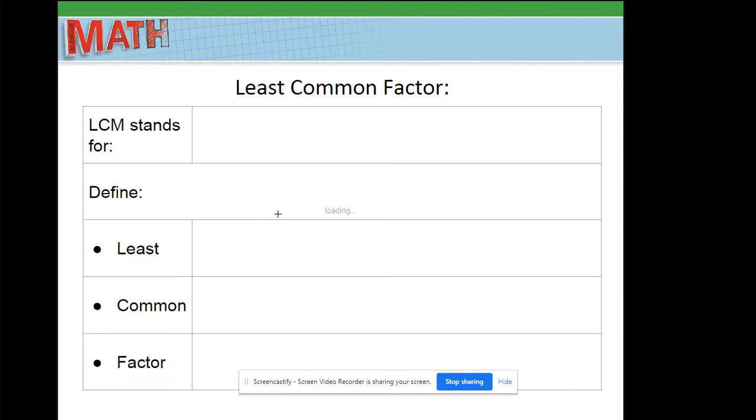All right, so now we're going to go on to least common multiples. LCM stands for least common multiple. So that means it's the smallest. Sorry, least common factor. Oh, sorry, least common multiple. I did it wrong.